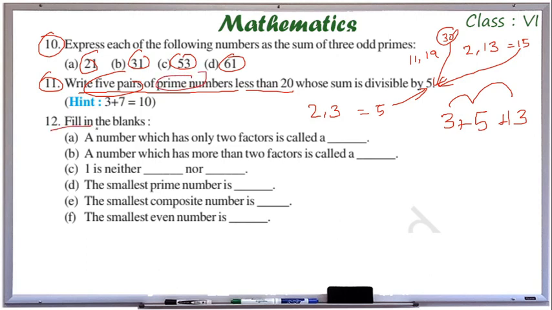And the 12th question, fill in the blanks. A number which has only 2 factors is a prime number. The number which has more than 2 factors is a composite number. One is neither prime nor composite. The smallest prime number is 2. The smallest composite number is 4. The smallest even number is 2. So you have to do this exercise 3.2 as homework.